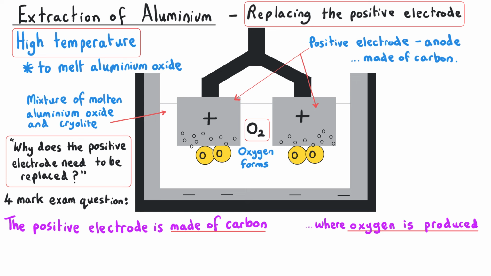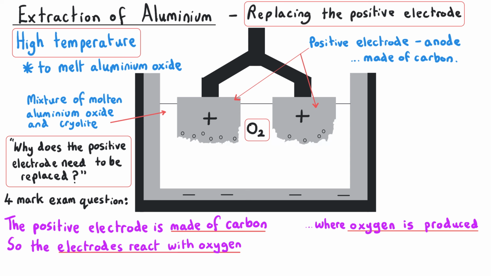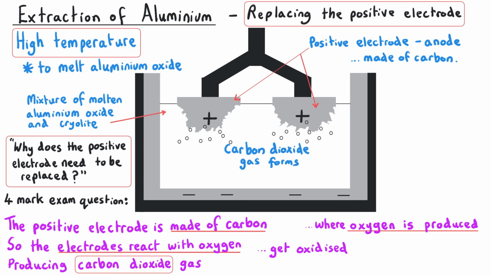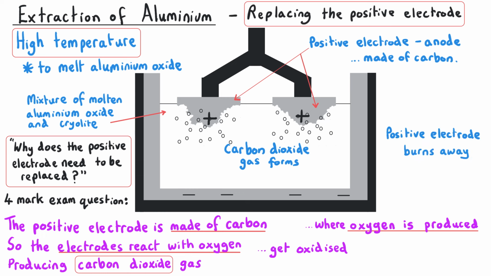And then for the 3rd mark, we need to say, well, this electrode will react with the oxygen, or we could say that it gets oxidized, and as a result of that, we produce carbon dioxide gas. And this would give all the appearance of that positive electrode literally burning away because it's all taking place at such a high temperature. Instead of writing that as a sentence, to get marking point number 3 and number 4, you could instead write a chemical equation for the process that is occurring.